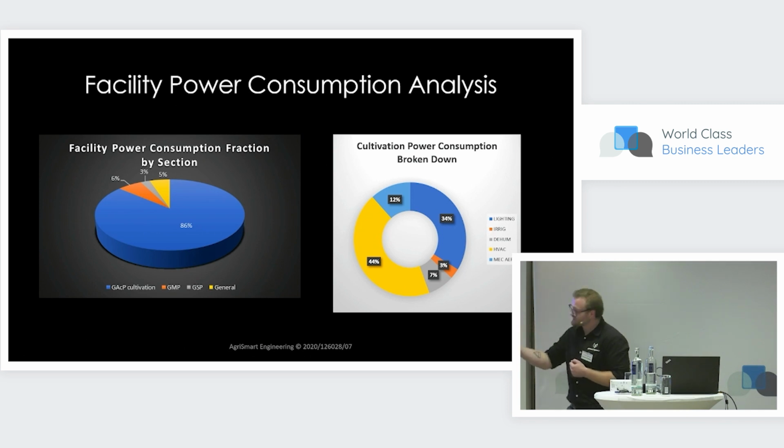When we look at that 86% and we break it down, we gain some very interesting insights. The cultivation power consumption broken down reflects the following. You can see the yellow bar, 44 plus 12 plus 34. That is 90% of your energy spent in cultivation, spread over lighting, HVAC, and mechanical aeration. That is a significant amount and an invaluable business optimization insight.